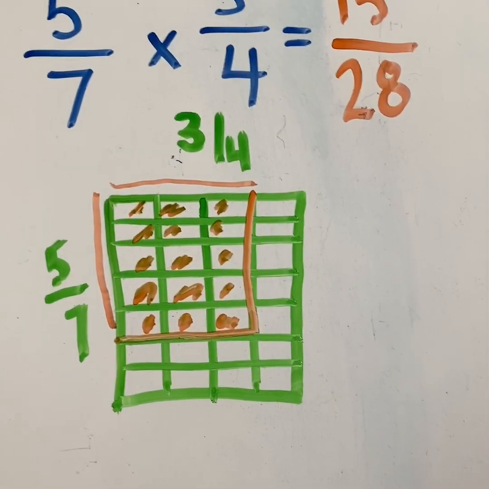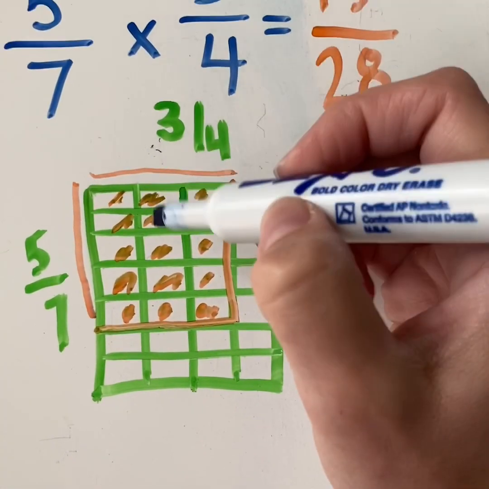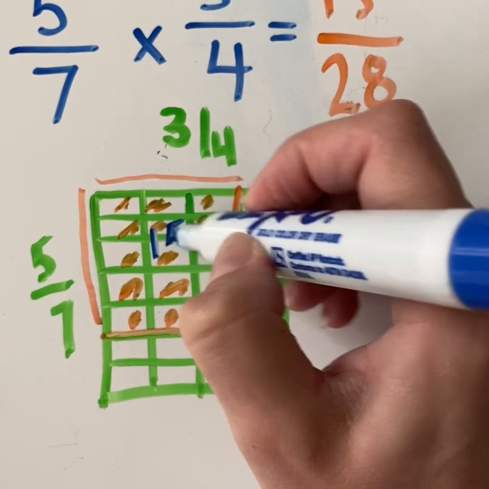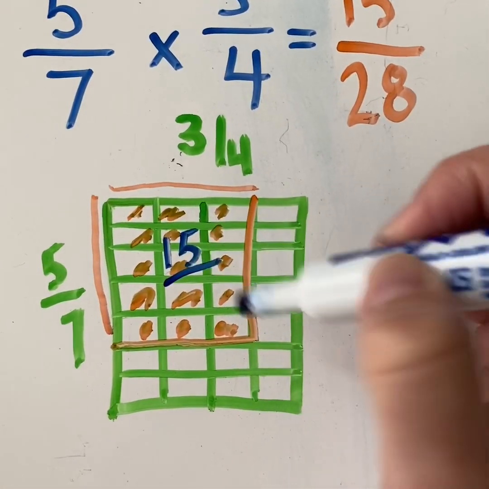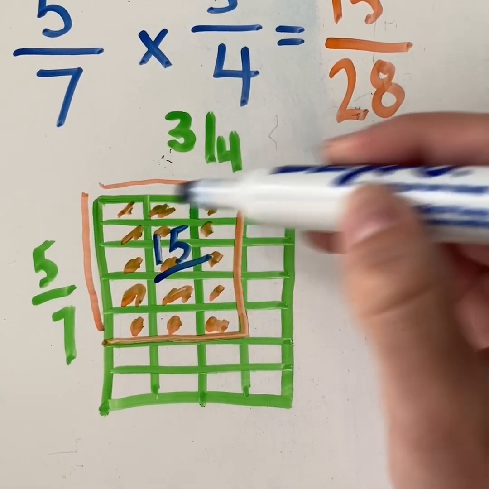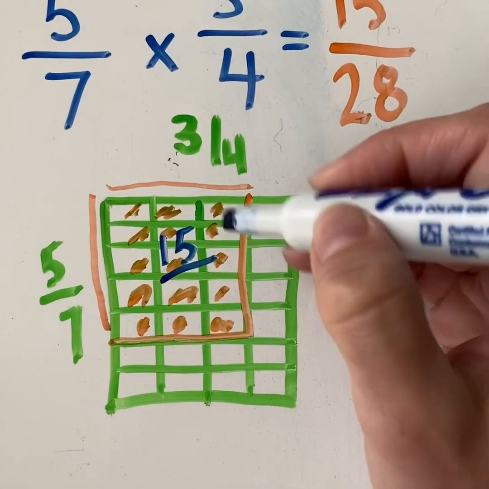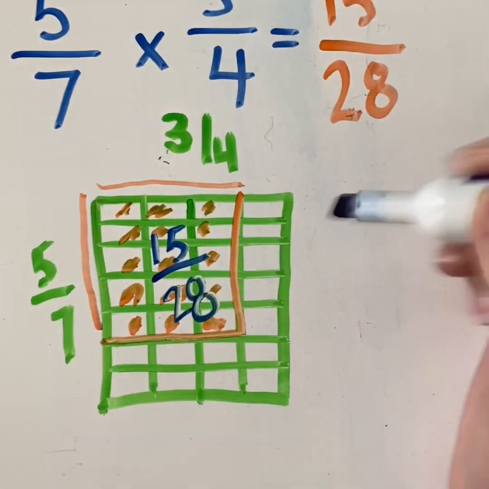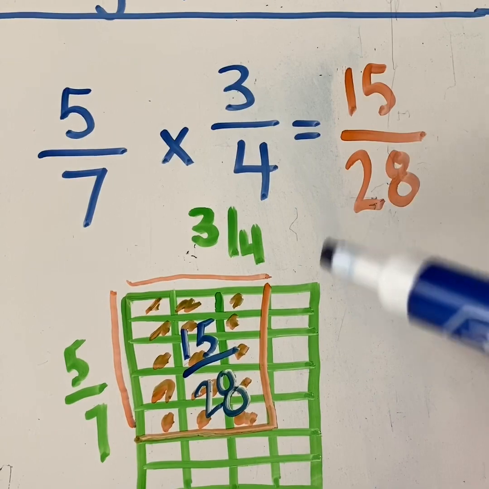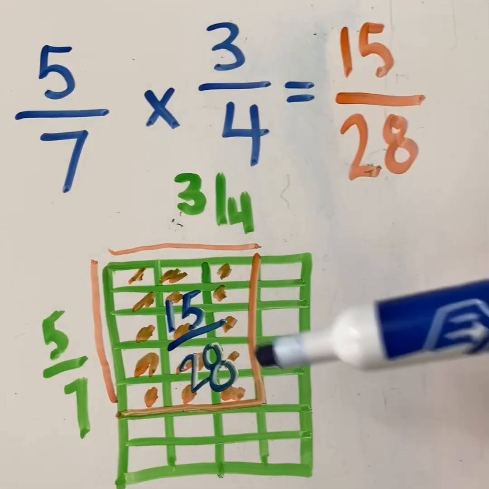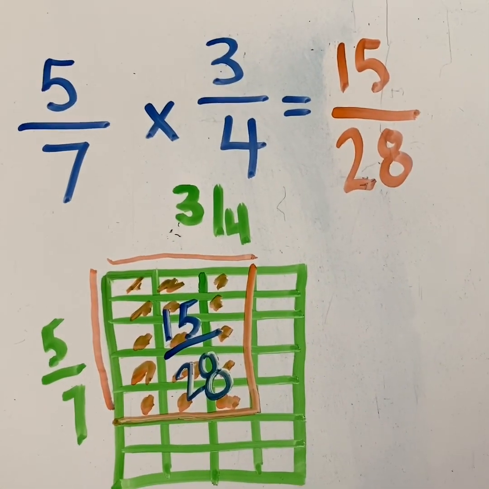And what would that mean? That's a total of 15 shaded out of how many make this one unit? Okay, and we already know that it's a 4 by 7, which is 28. Okay, so it's 15/28. And that is why the multiplying across works. We want you to be able to visually see it and know how to use this model. I hope that helps.